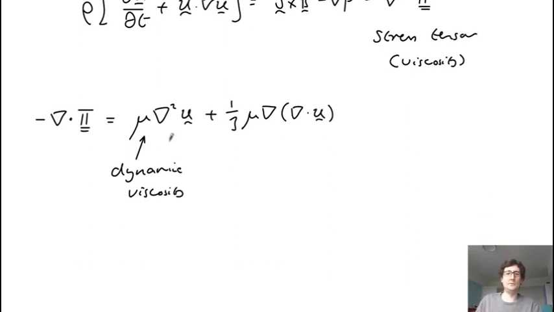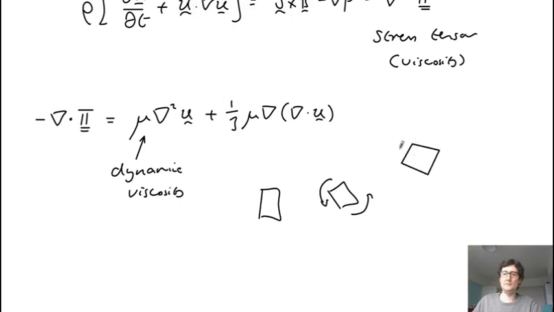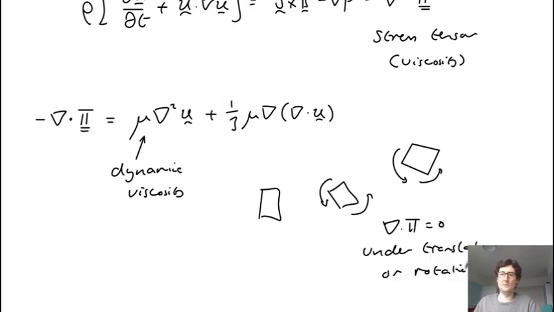So for example, a rotation: if you take a fluid element like this and then you rotate it, you just spin it around and you move it, translation and rotation, for example, this gives divergence of pi is 0 under translation or rotation. And in general, this is true for more complicated stress tensors: if you're just moving the fluid around, then there's no stress.